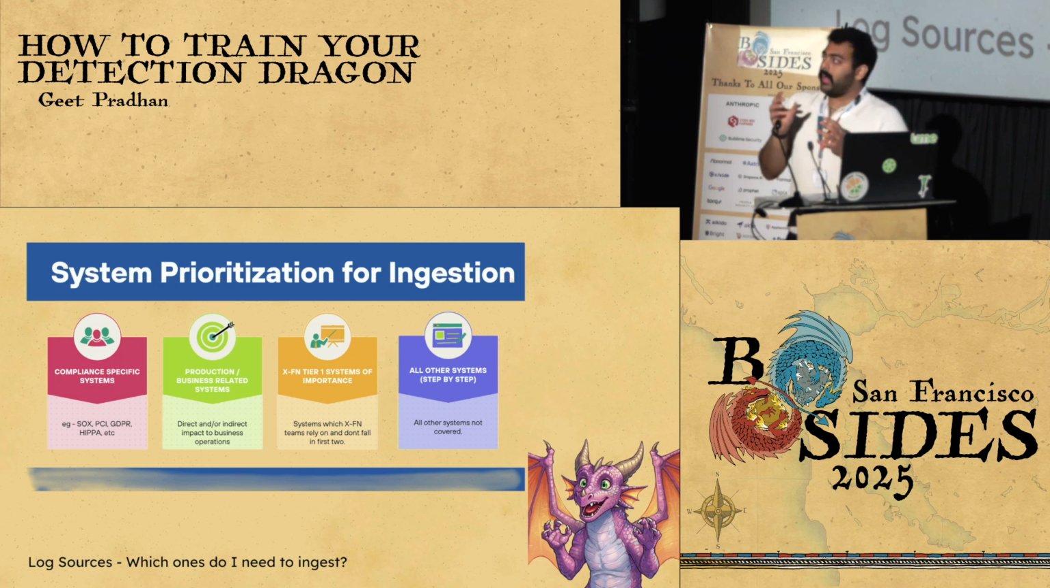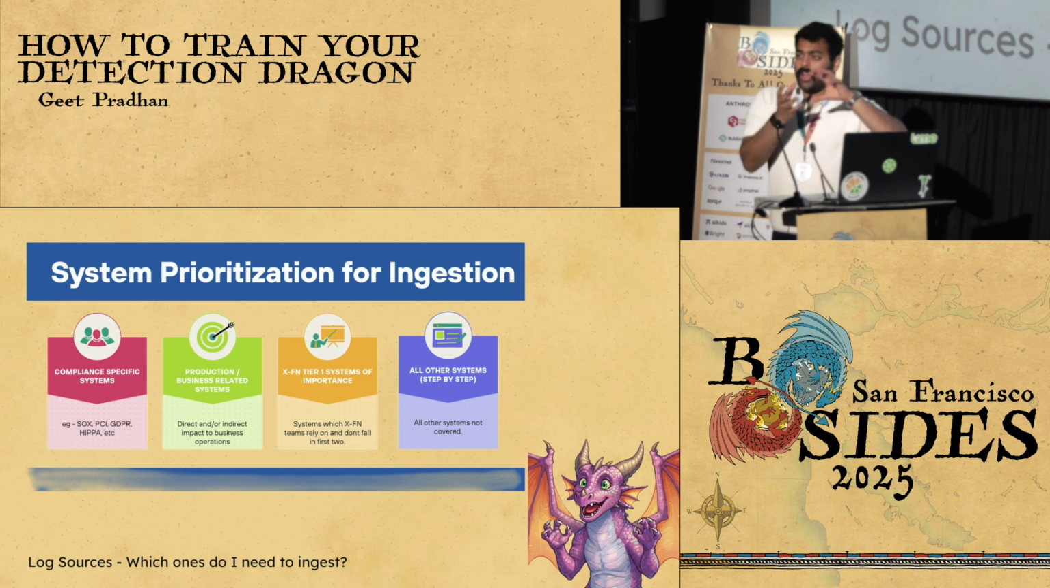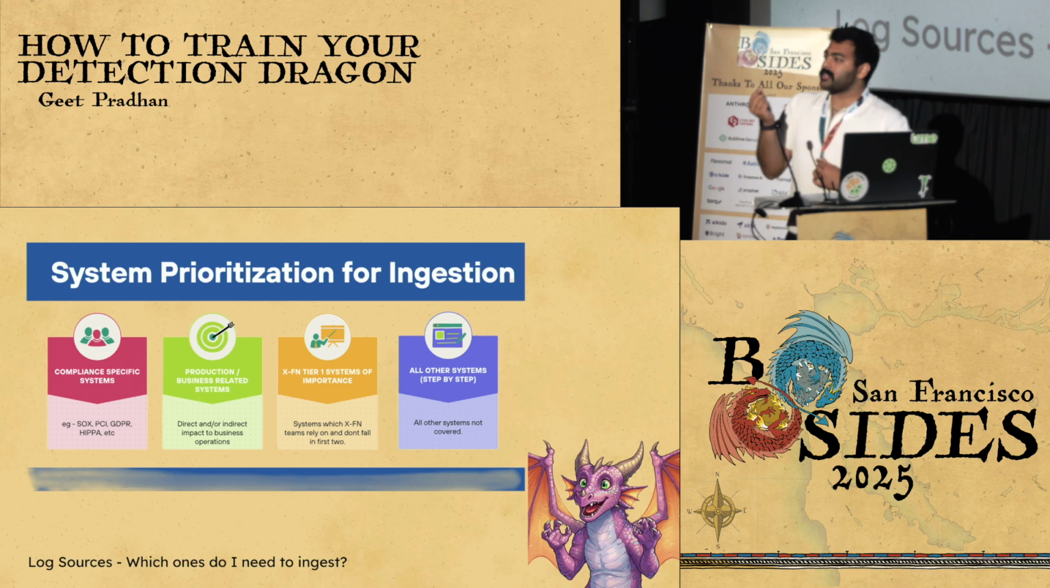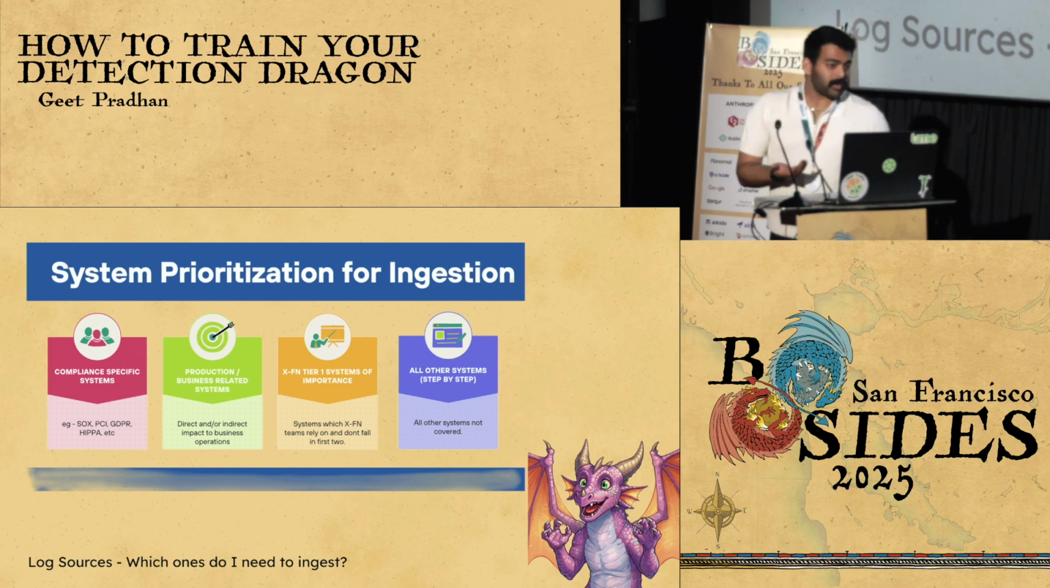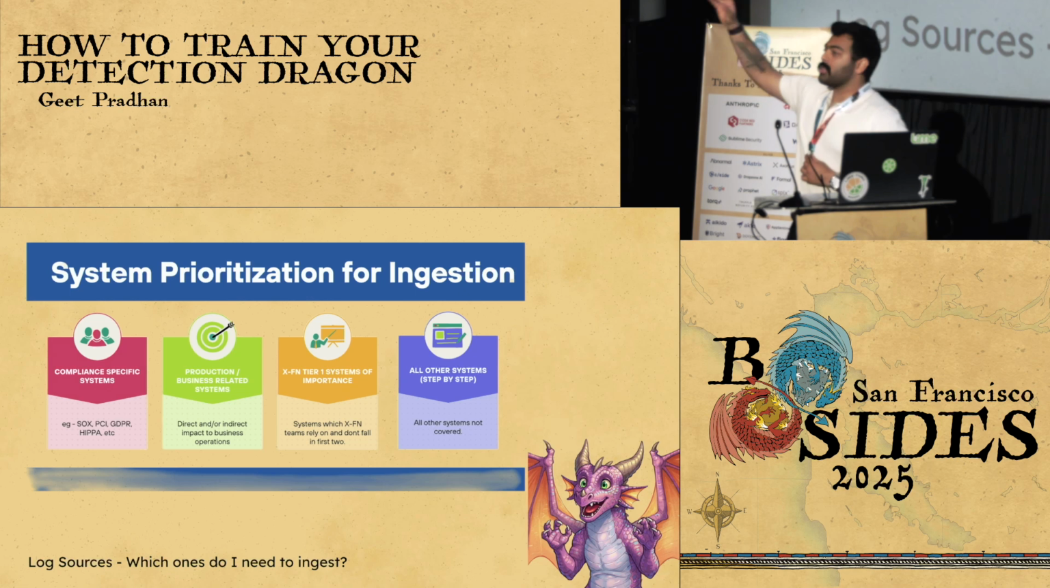There's also a small subset, which would be production or business-related systems, which are not under the compliance scope. Now, from my experience, that's a very small fraction, right? But if there are, for example, we have an internal app which does not really fall under compliance, but it is very important for production, right? Then you work towards those. Once you're done with those, then you look at the cross-functional tier 1 systems.